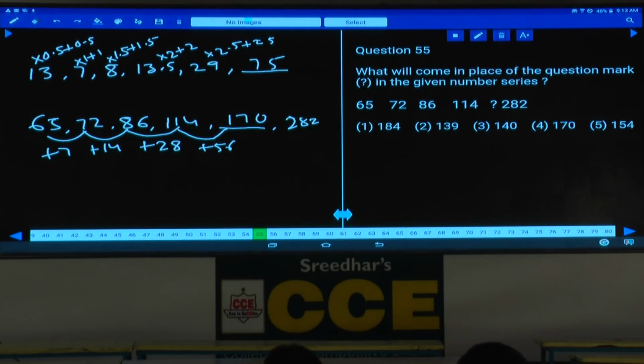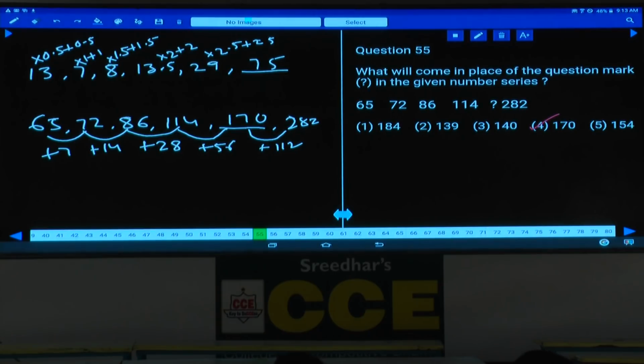And so what is the next number here? 56 plus, so how much should be added here? 112, that is 280. And the missing number is 170, that is choice 4. Done with this? Now this is about paper number 20586, question numbers 1 to 40 and 51 to 55.